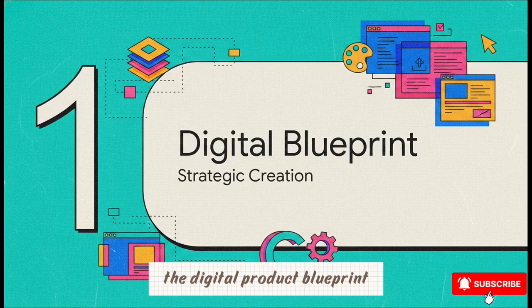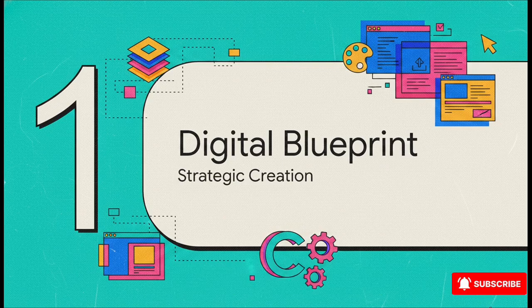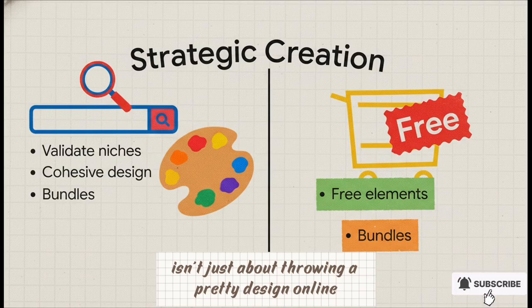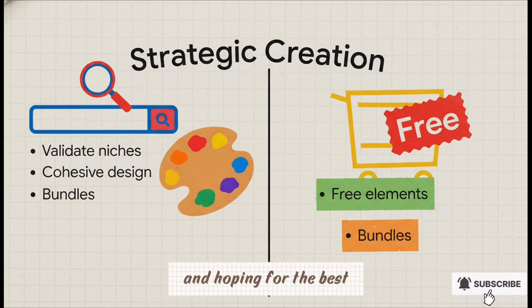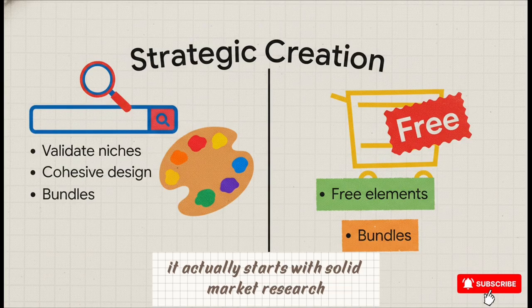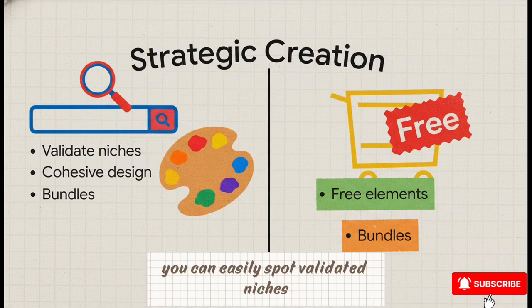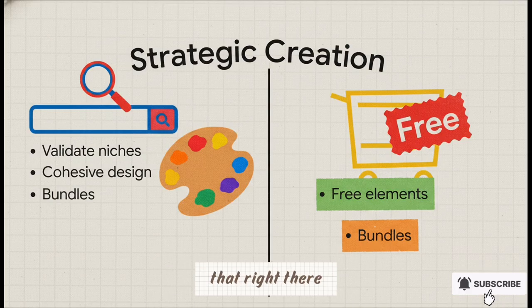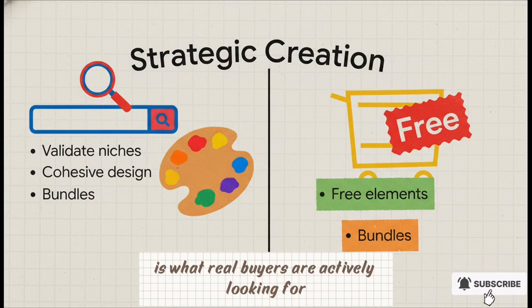Section 1. The Digital Product Blueprint. Conceptualizing your product on a platform like Canva isn't just about throwing a pretty design online and hoping for the best. It actually starts with solid market research. You can easily spot validated niches just by typing into the Etsy search bar and seeing what autofills. That right there is what real buyers are actively looking for.